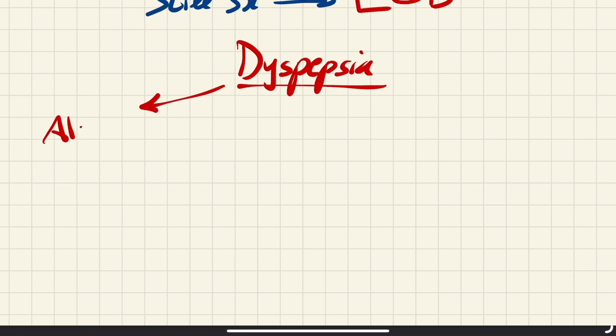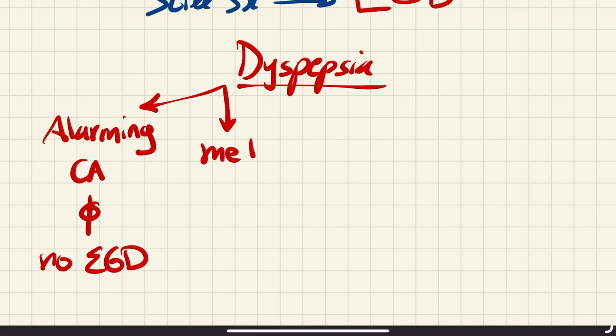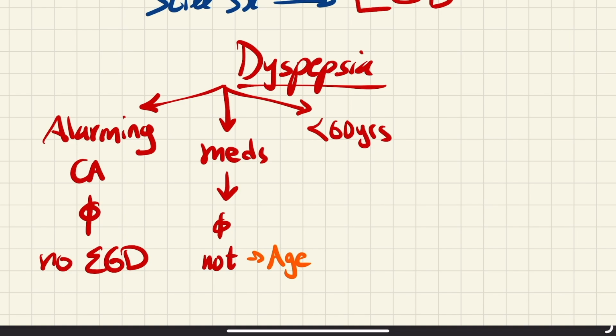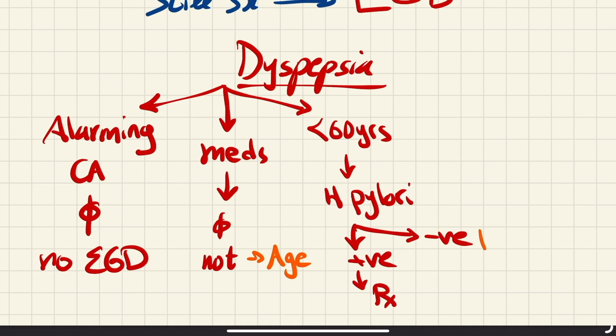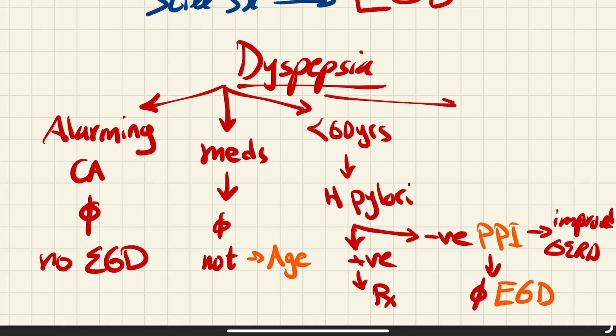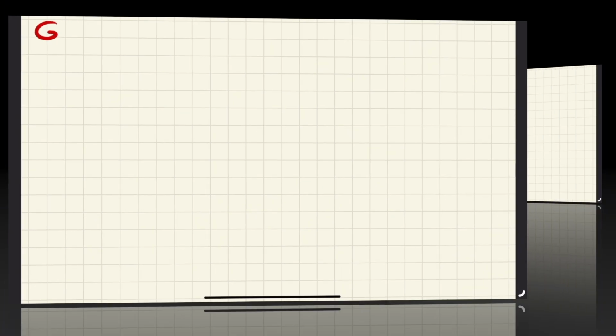to rule out malignancy. So in dyspepsia, if we have alarming symptoms, we have to rule out cancer. We do EGD. If we have no cancer, we review the medication. No medication, then we go to the next step. We look at the age. If the age is less than 60 years, then we rule out H. pylori. If it's positive, then we treat it. If it's negative, we give a trial of a PPI to make sure we are not missing GERD. If the patient improved, then we say it's GERD. If not, then we need to do an EGD again. If the age is more than 60, then we do EGD to rule out malignancy.